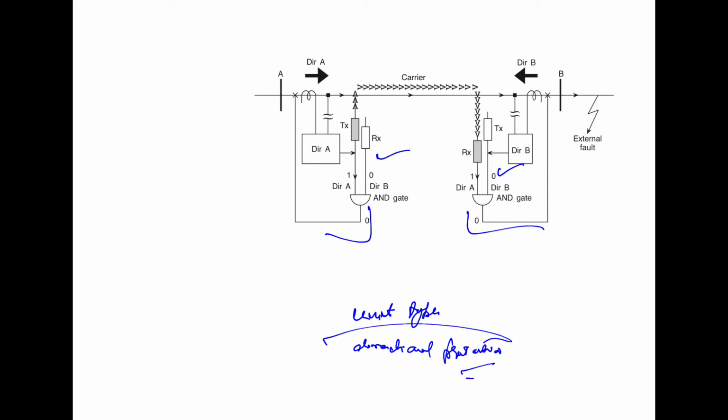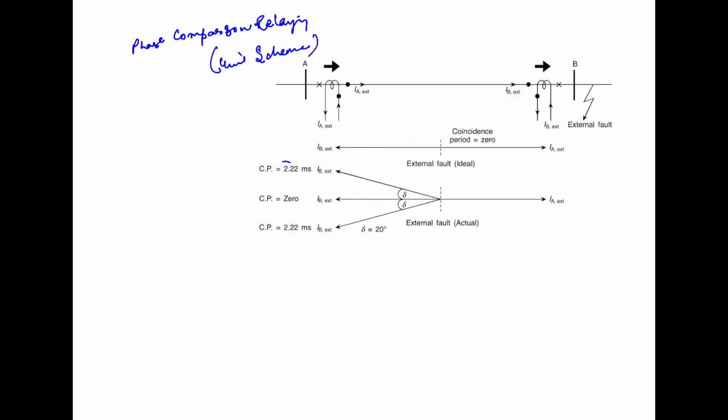It is known as the unit type directional protection. Now we will discuss the phase comparison relaying, which is known as the unit scheme. We will discuss its concept.